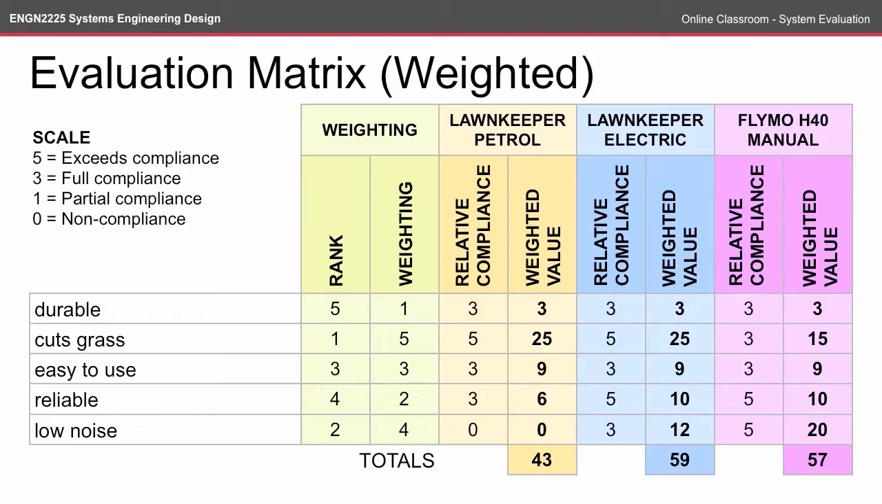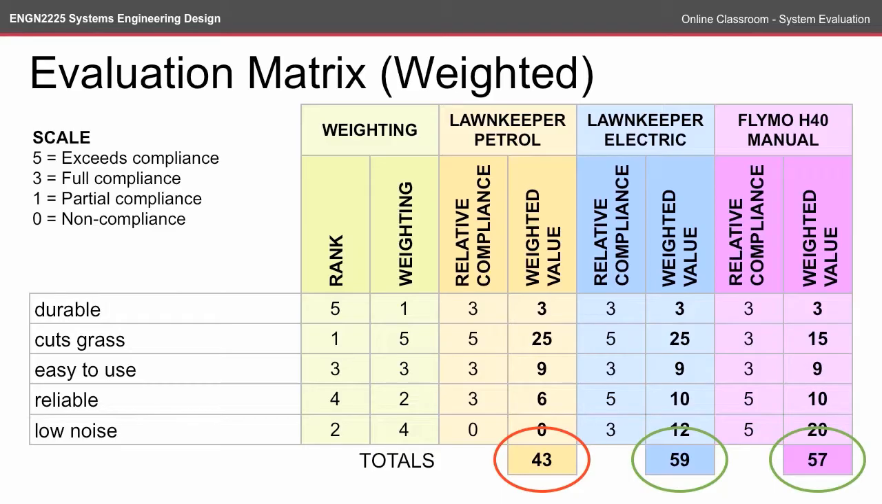For example, a manual lawnmower is going to be very difficult if the lawn that I need to mow is quite large. It might be worthwhile going back to the customer and asking how much lawn needs to be mowed. If I were to approach this in a slightly different way, the cuts grass customer requirement might need to be mandatory, and I might set the benchmark at a 5 for relative compliance. If this were the case, then I could eliminate the manual option immediately because it doesn't meet the cuts grass requirement to a high level.